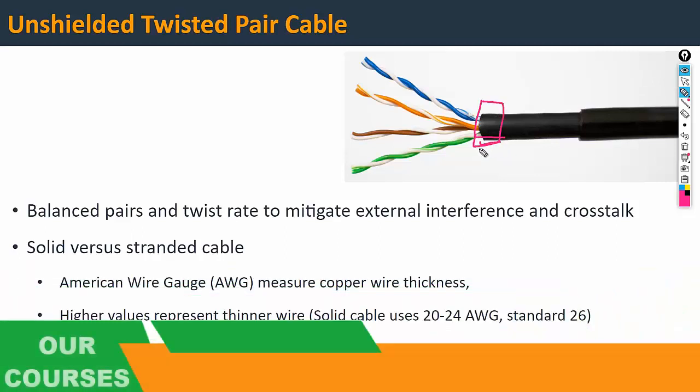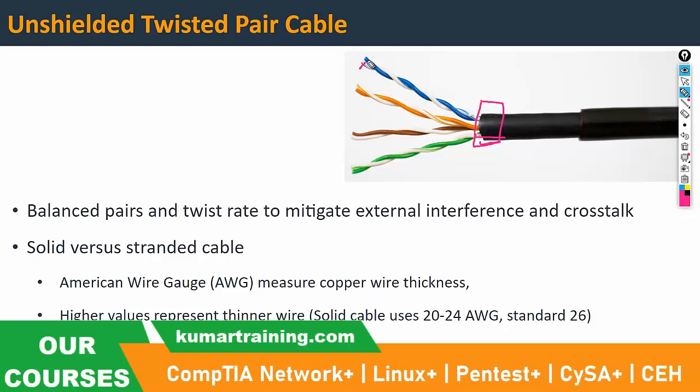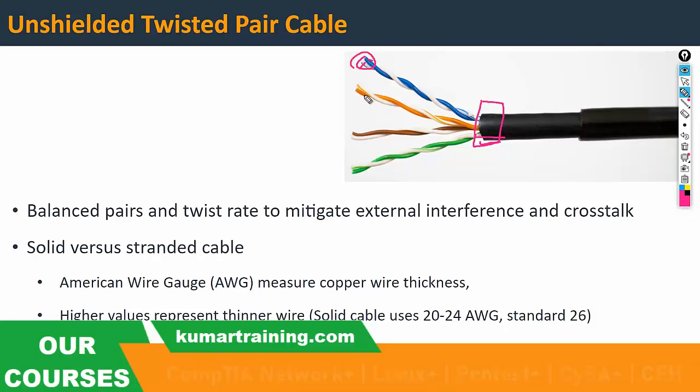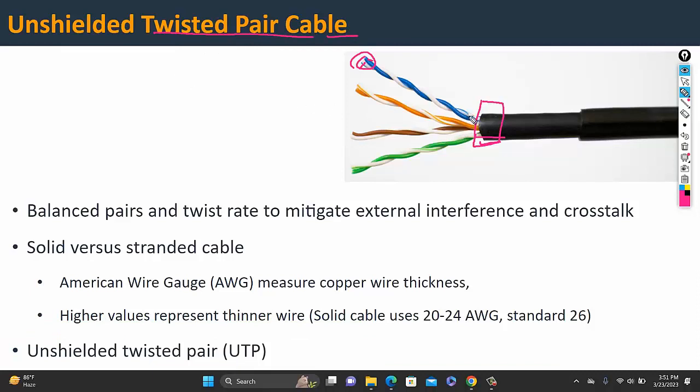You can see this is actually the copper cable. Nowadays it is used, and it is called twisted pair. Why? Because there is one pair and the pair is twisted, right? So every pair is twisted. That is the reason it is called twisted pair cable. But there is no type of shield. That is the reason it is called unshielded. There is no shield over the copper wire.